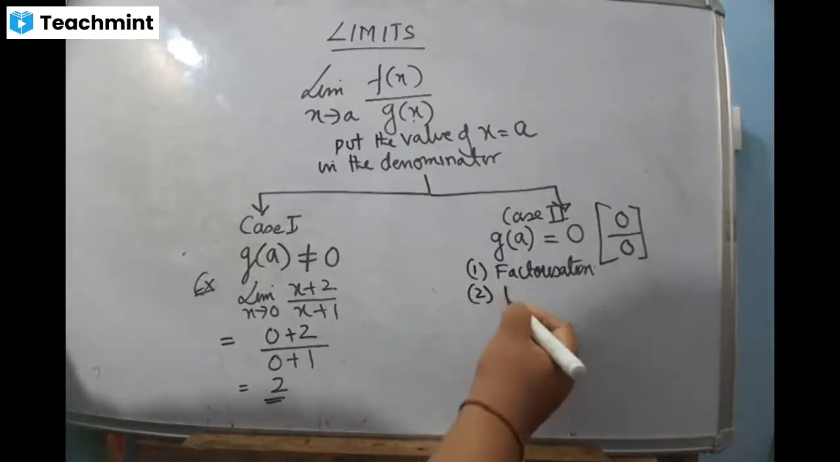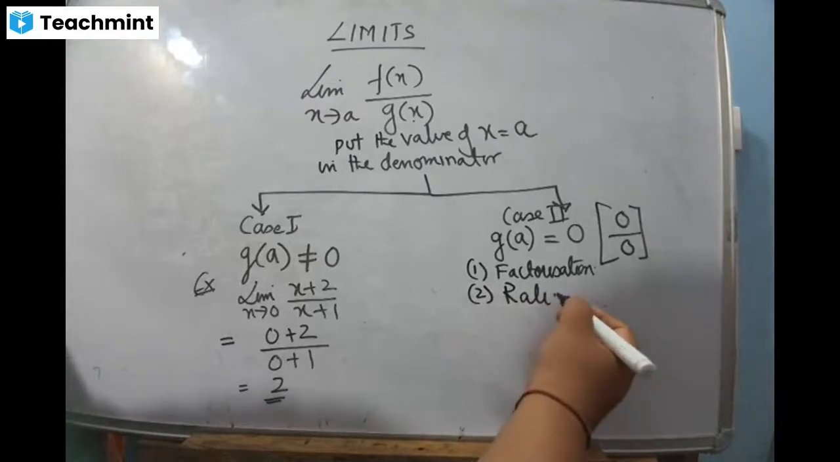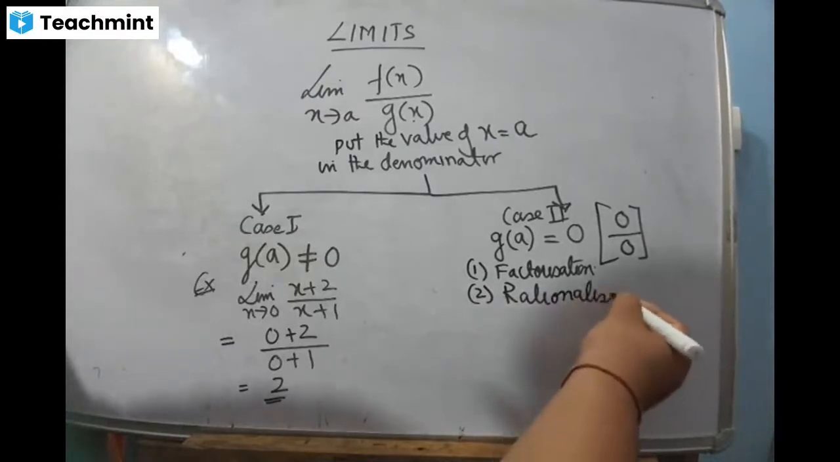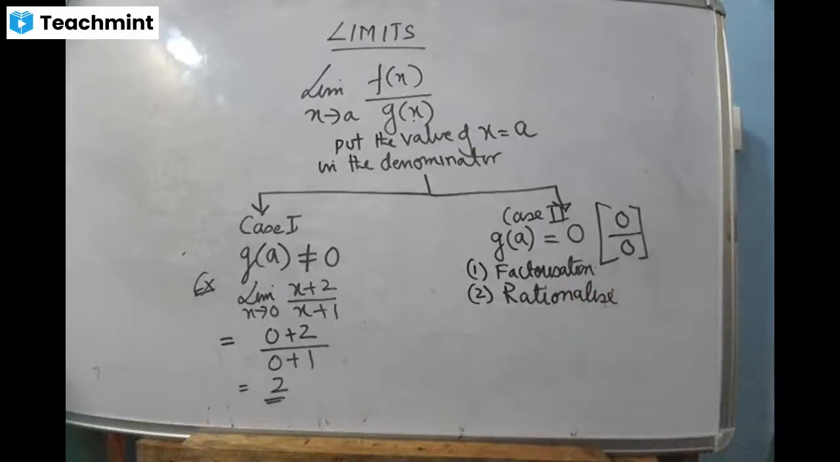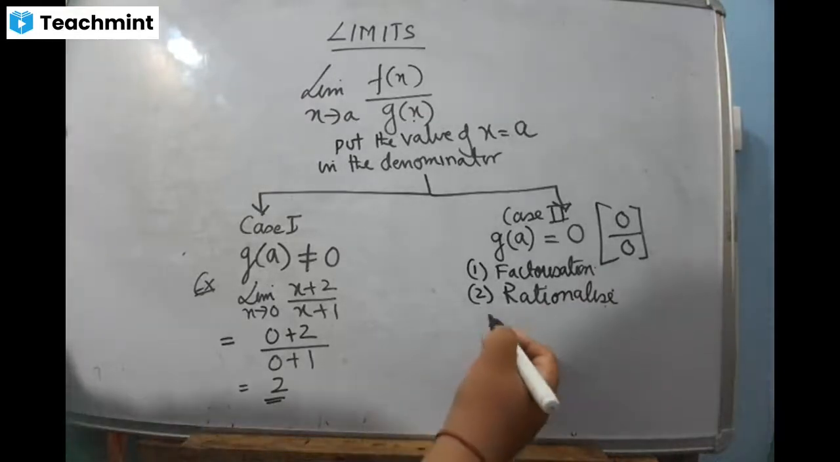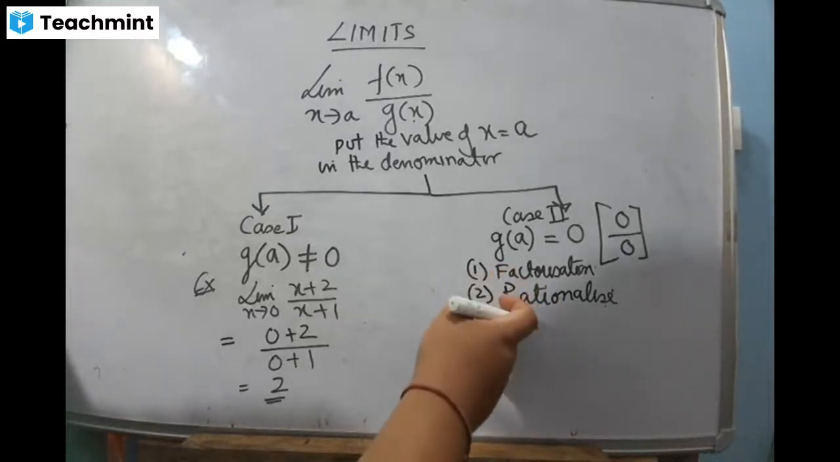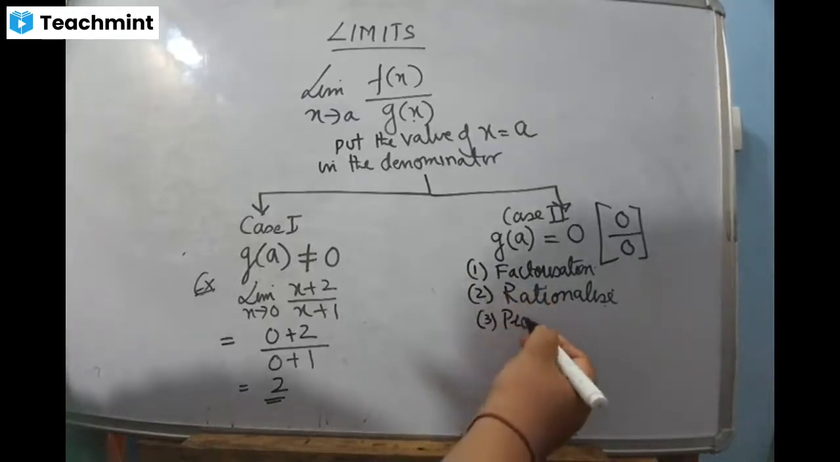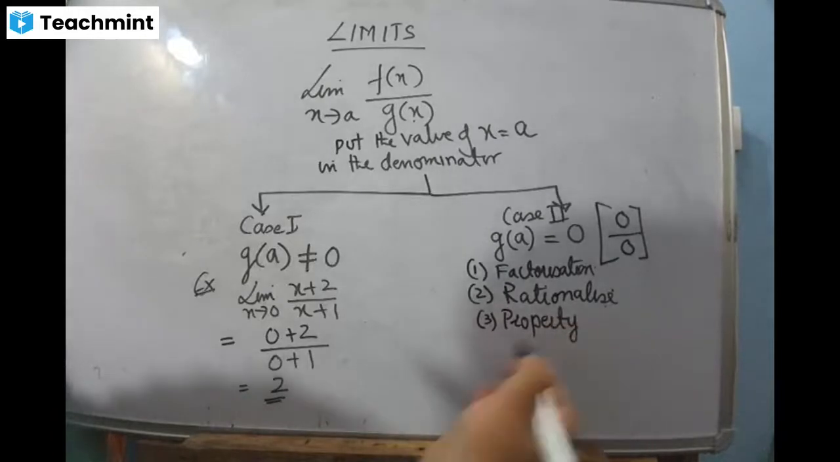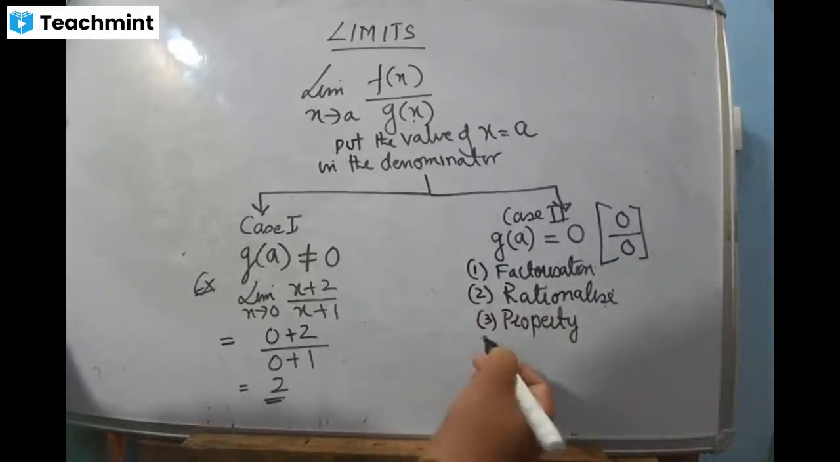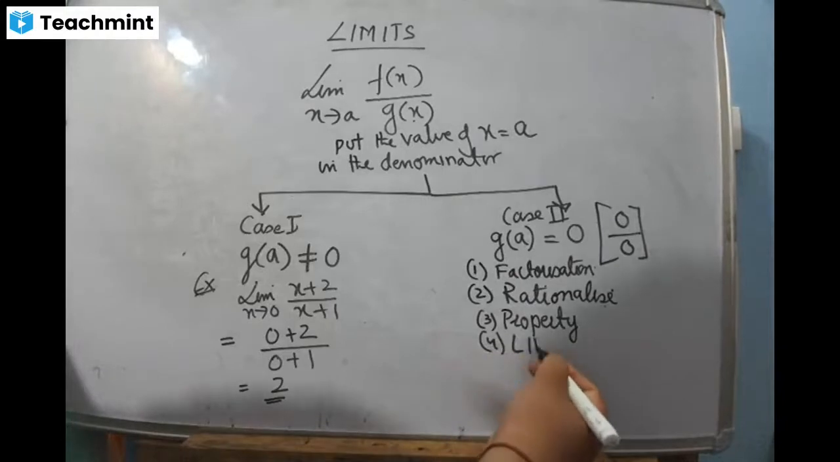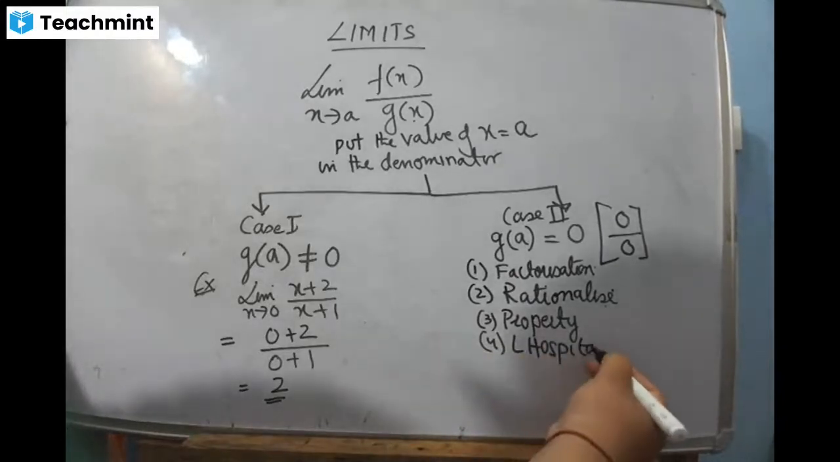The second one, if you see a square root, then we need to rationalize. I hope you have not forgotten what rationalization means. We are trying to remove the square root from the numerator or the denominator. And the third one is, if we cannot factorize, then we move on to rationalization. If there's a square root, then only we rationalize. If we cannot rationalize, then we use property. So the properties we are going to discuss in detail. And the fourth method is called L'Hospital's theorem.